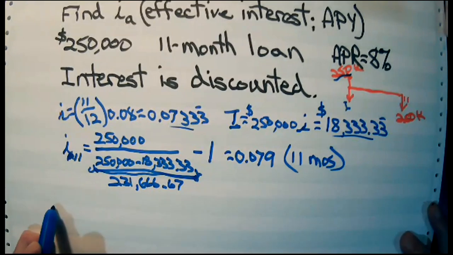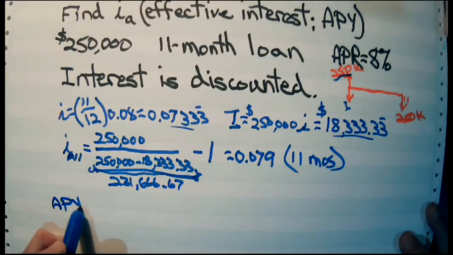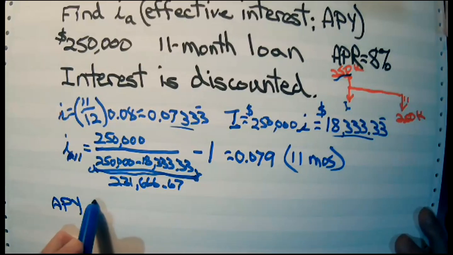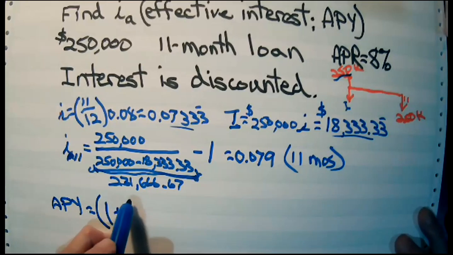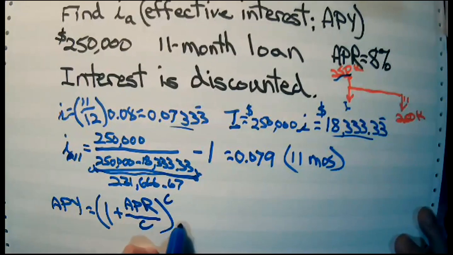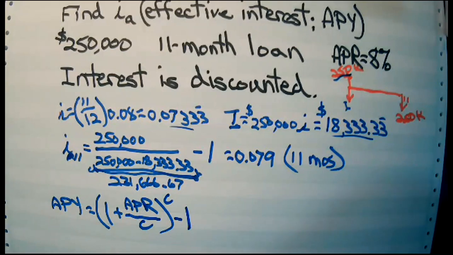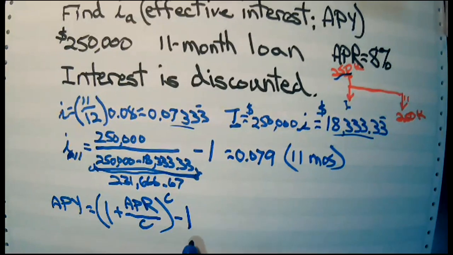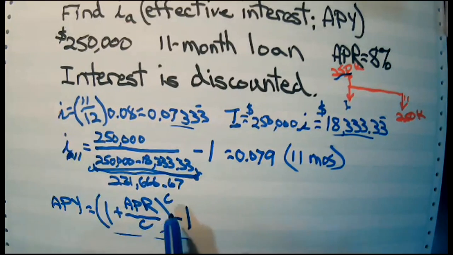The standard formula for APY was the following: 1 plus APR over C, to the C, minus 1. And that was kind of a different time and place, right? That formula works, but we're not compounding. We don't have a number of compounding periods such as that. Well, we don't, but we kind of do, in that we're using the 11 months as a compounding period, if you will.